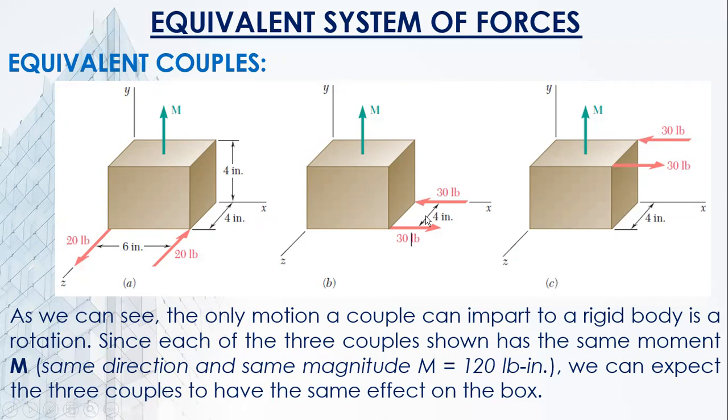They have the same effect. The magnitude is 120, which is 20 times 6. Here it rotates about the y-axis, counterclockwise with respect to the y-axis. Same also with this: the magnitude is 120, which is 30 times 4, and it rotates about the y-axis, counterclockwise also. And also with this. They are equal in magnitude and have the same direction. These are called equivalent couples.